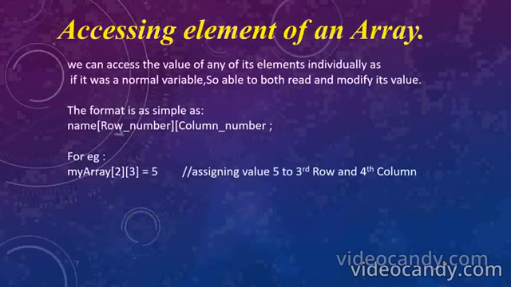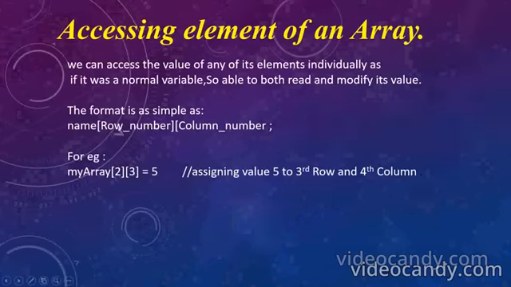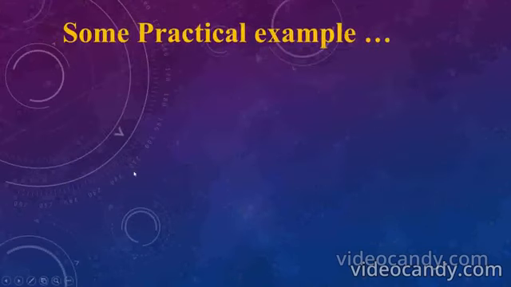Now, accessing the elements of an array. Just like in a one-dimensional array, two-dimensional array elements are accessed using the row number and column number, like row subscript and column subscript. For example, myarray[2][3] means I am accessing the element of the 3rd row and 4th column.